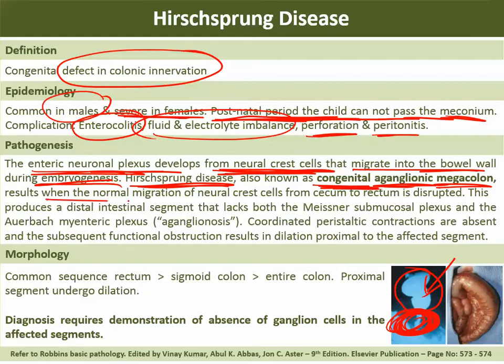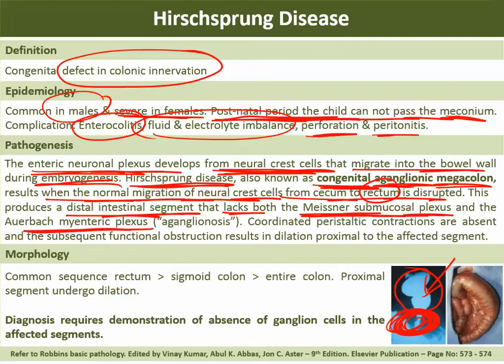It results when the normal migration of neural crest cells from cecum to rectum is disrupted. Usually it affects the rectum and sigmoid colon. Remember, it can be involved from cecum to rectum. So this produces a distal intestinal segment that lacks both the Meissner submucosal plexus and the Auerbach myenteric plexus. So this is the plexus Dr. Matthew has taken. I saw his hand up. You have to be very thorough with this plexus.